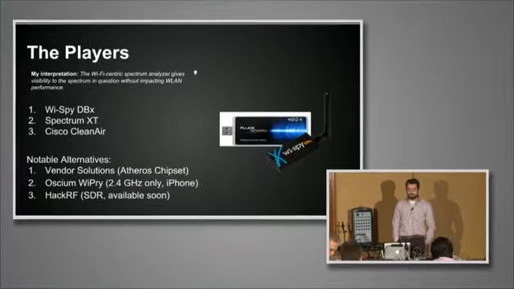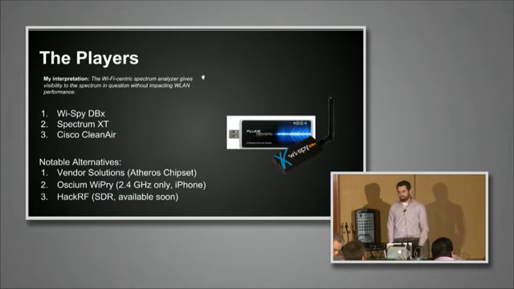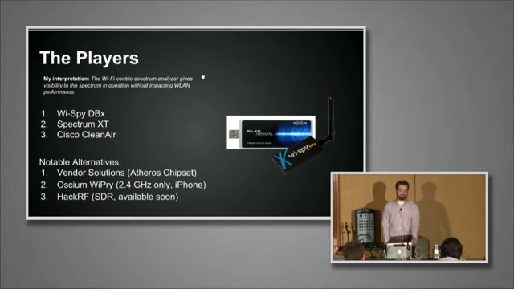Some notable alternatives: there's the vendor solutions, there's the Oscium YSpy, and the HackRF. These are not Wi-Fi centric, so they didn't meet my arbitrary criteria, and we're not going to talk about them. There are some other ones, like Nuts About Nets. They've got one, and they also wrote the software for a little handheld one, which is pretty cool, so look into that more. It's a handheld one with a little graphical display that you can take out, and it does a wide range of spectrum. Then you can plug it into a computer and use some software that looks somewhat similar to the ones we'll be talking about.